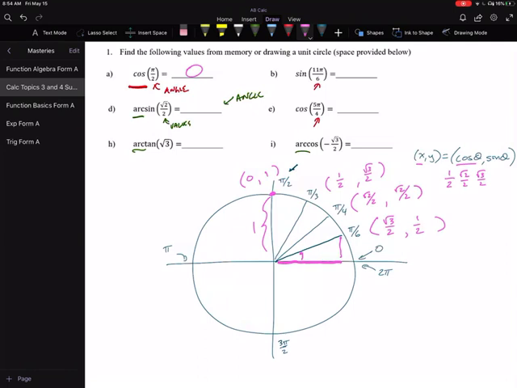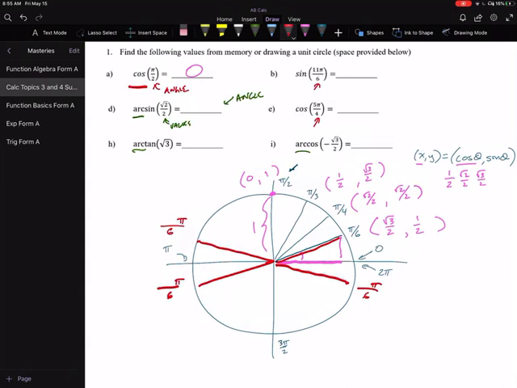All right, for the next one, sine of 11 pi over 6. So now where is 11 pi over 6? Well, here is pi over 6. Here will be a version of it, something pi over 6. Here will be another version of it, something pi over 6. And then here will be a version of it, something pi over 6.